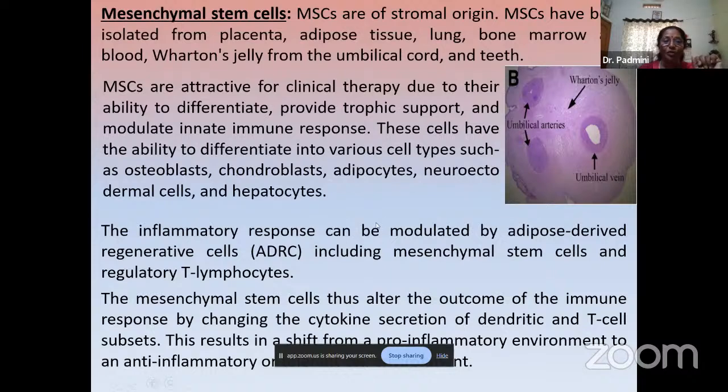The inflammatory response can be modulated by adipose derived regenerative cells, which are called ADRCs, including mesenchymal stem cells and regulatory T lymphocytes. So, when you're talking about the immune response over here, you're going to talk about the adipose derived regenerative cells and, of course, the T lymphocytes. Here, adipocyte derived regenerative cells remind us that not always are the fat bodies bad for us, because fat bodies are also important to generate some important cells.